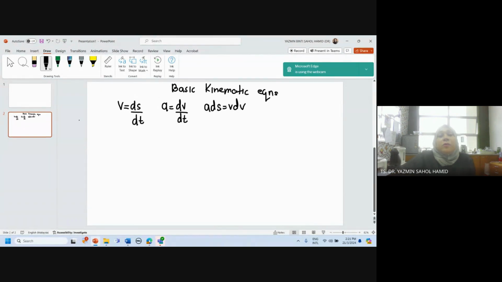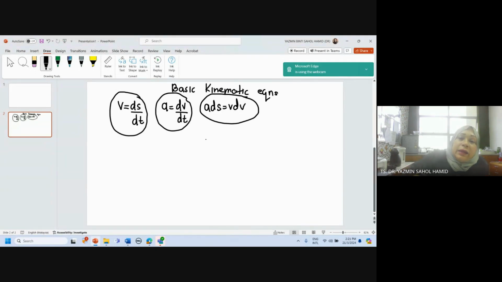From these basic kinematic equations, you have to observe what the variables and the unknowns are that are given in a question, and then you can decide which equation you want to use to solve the problem.